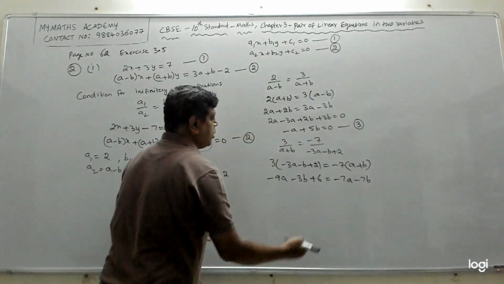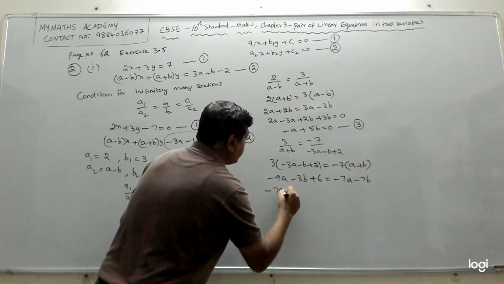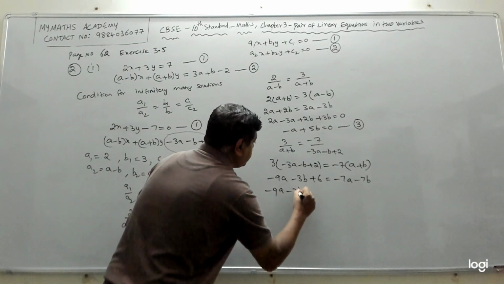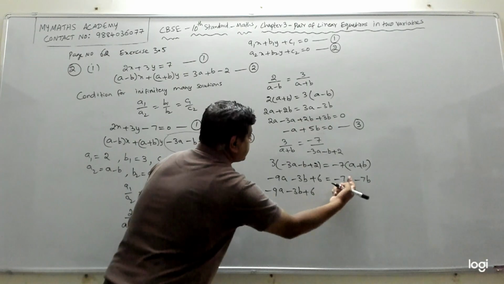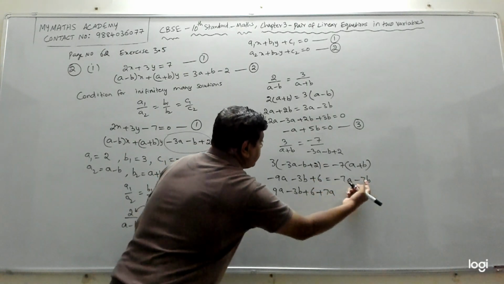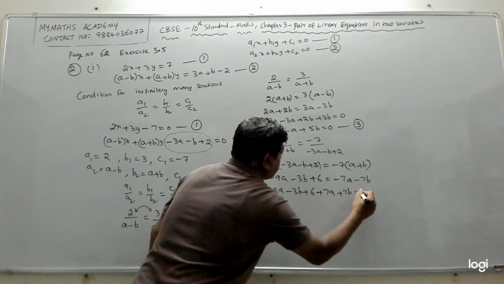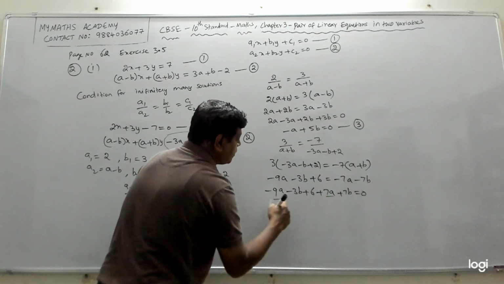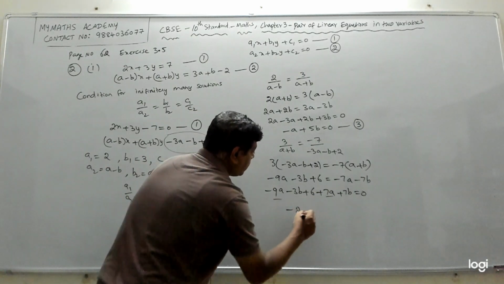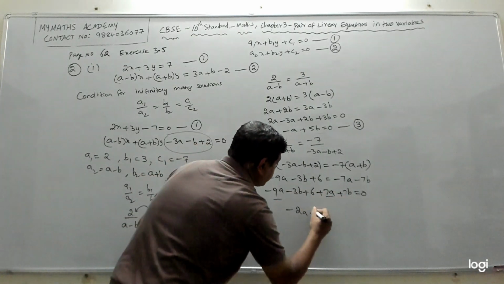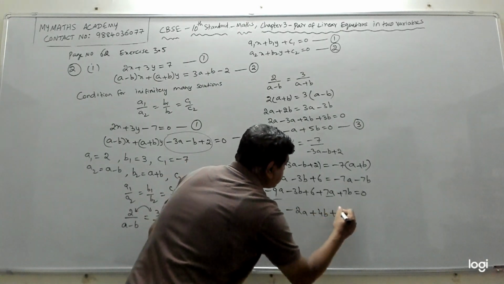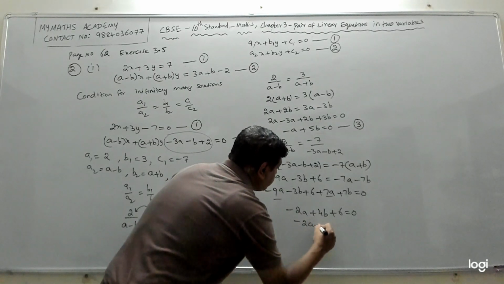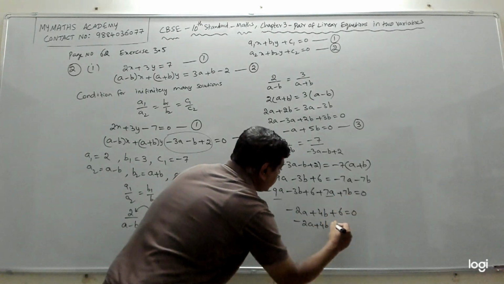Now bring everything to this side. So you'll have minus 9a, minus 3b plus 6. Then I'm bringing this minus 7a here, it will become plus 7a, minus 7b will become plus 7b equal to 0. Now minus 9a and 7a is minus 2a. Then minus 3b plus 7b is plus 4b, plus 6 equal to 0. Now this will become minus 2a plus 4b. This 6 can go this side, it will become minus 6.